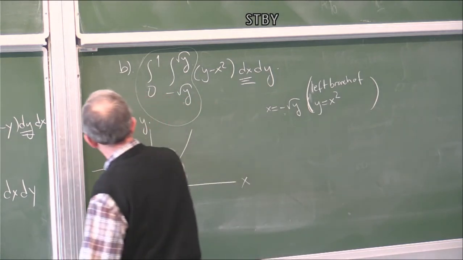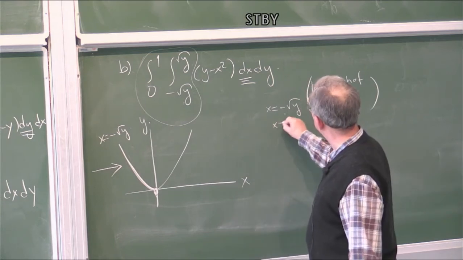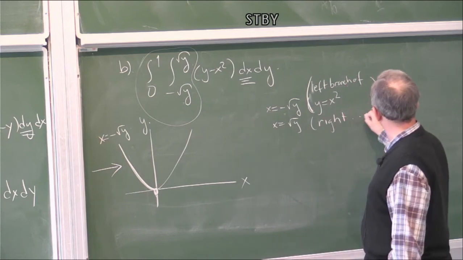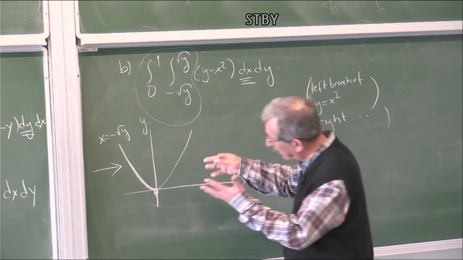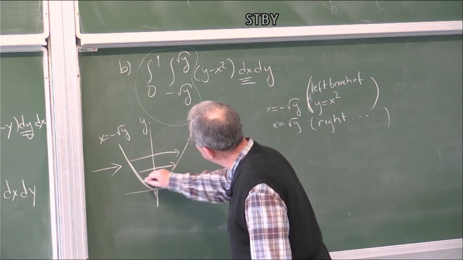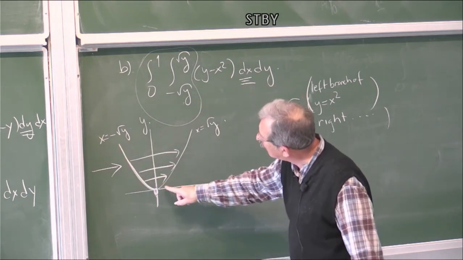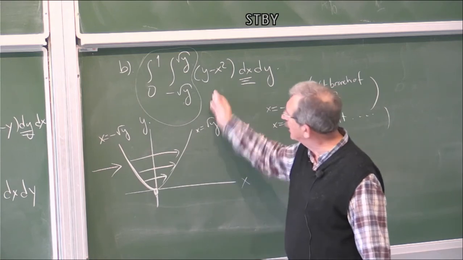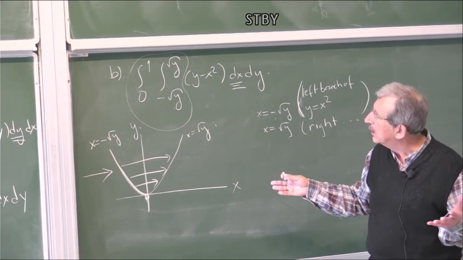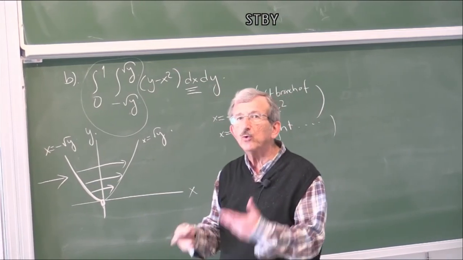This is x is minus root y. Actually, we considered this before. The other one, this is the right branch of the parabola, and so we move this way. This is x is root y. So we start from this curve, move in the right direction, hit the other branch all the time. There is nothing else. But this happens when y changes from 0 to 1.